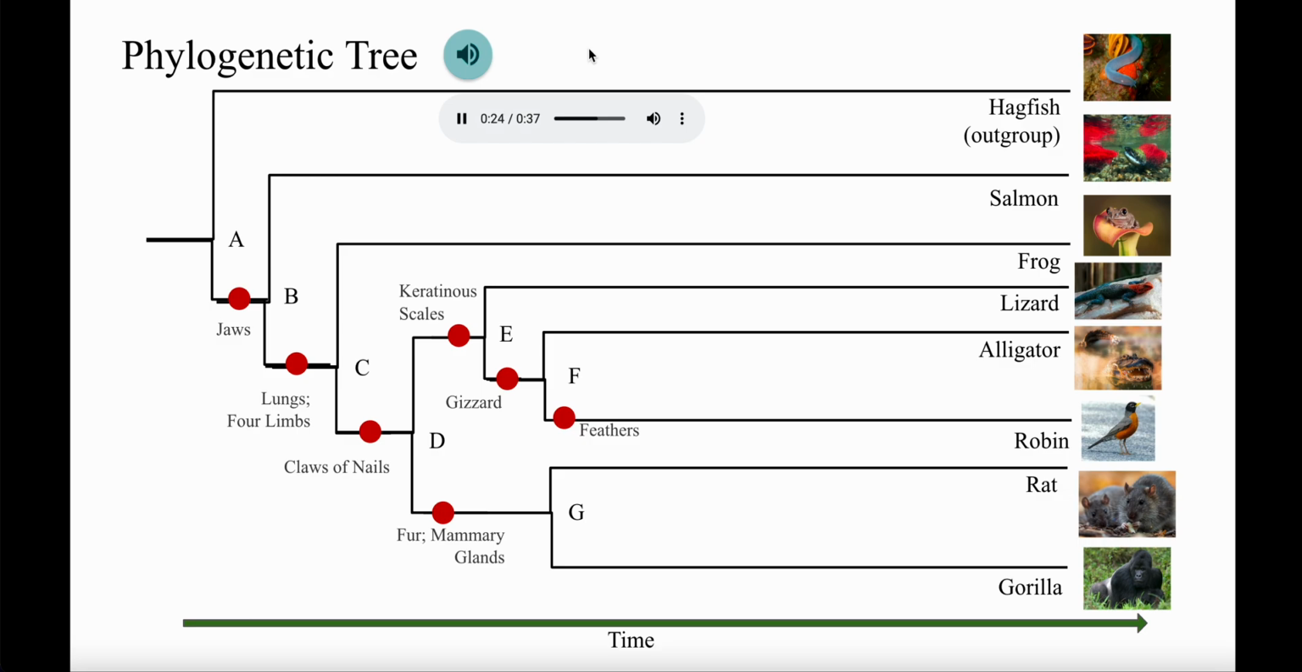Moving right on the phylogenetic tree shows the rat's ancestors continue to mutate and develop fur and mammary glands, two things that would allow them to maintain homeostasis without the need for water, as well as provide for their offspring once they've been carried to term.